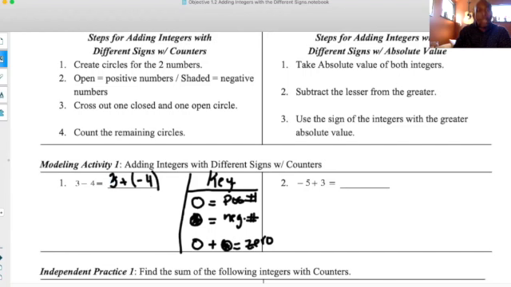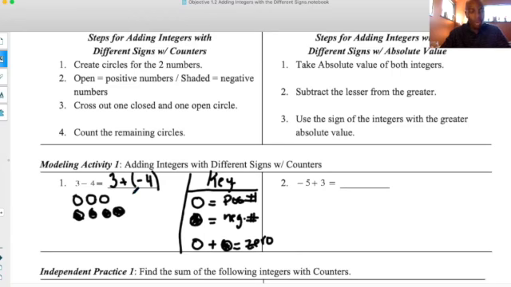Now I can say, oh, I see, I have a positive 3 and I have a negative 4. So I'm going to first represent my positive 3 with 3 open circles. Okay. Then I'm going to represent my -4 with 4 closed circles. Okay. Now that I have it visually represented, are there any pairs that I need to cancel out? Can I cancel out any pairs?